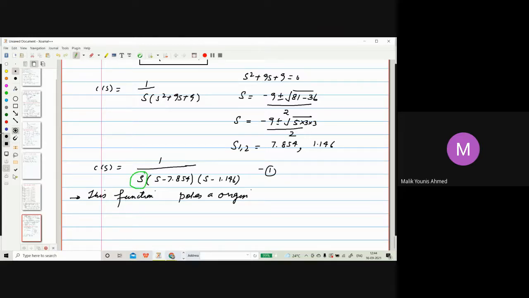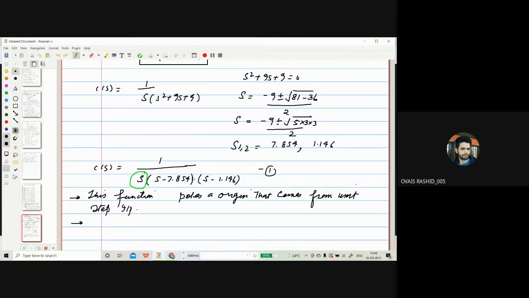Okay. So where does it come from? That comes from the unit step input. So this function has a pole at origin that will come from the unit step input. And second, it has got two real poles. You can see they are real poles. This is a real pole, no imaginary part here.